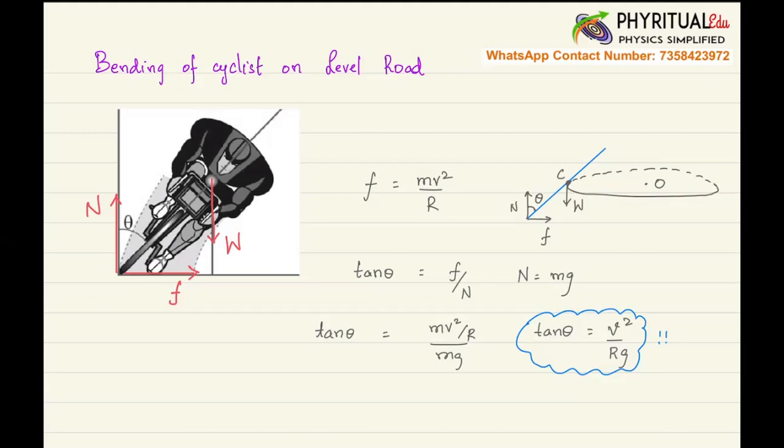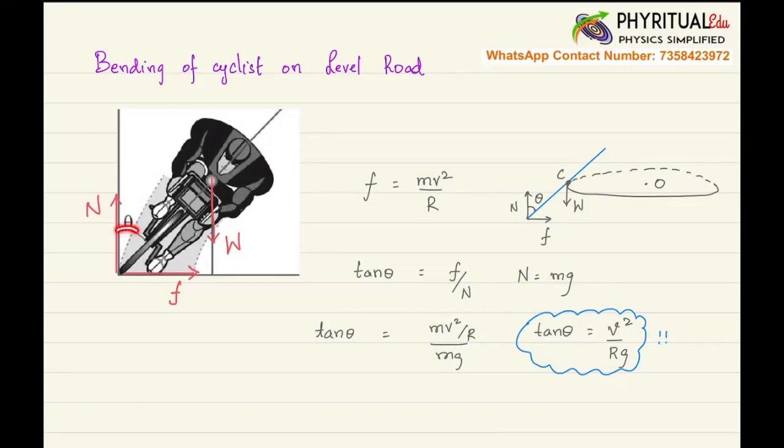In this discussion, we will take up bending of a cyclist on a level road who's trying to take a turn. It's a horizontal plane in which the cyclist is trying to move in a circular path. So when a cyclist or any two-wheeler rider tries to take a circular turn on a level road, there must be a bending happening for the cyclist with the vertical.